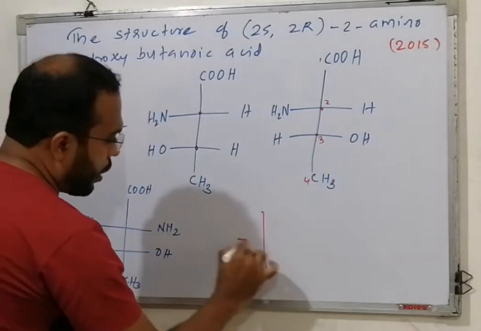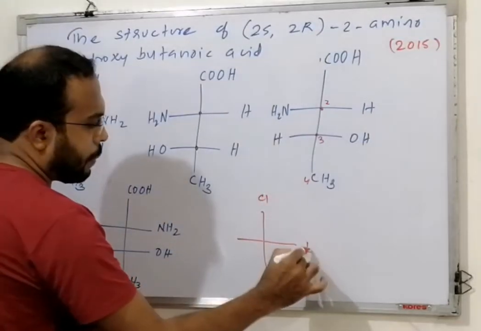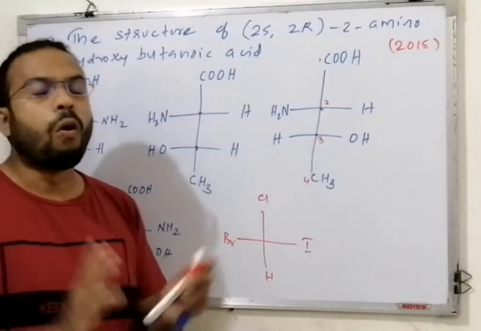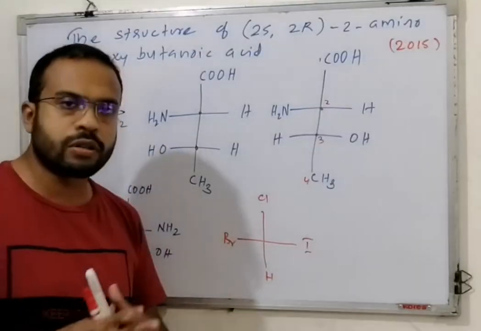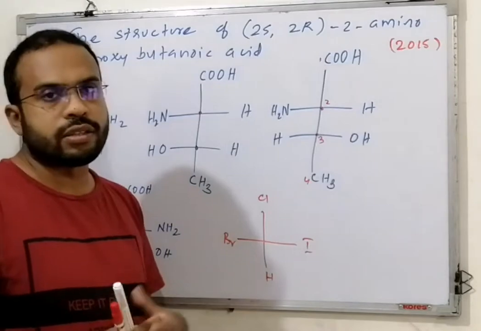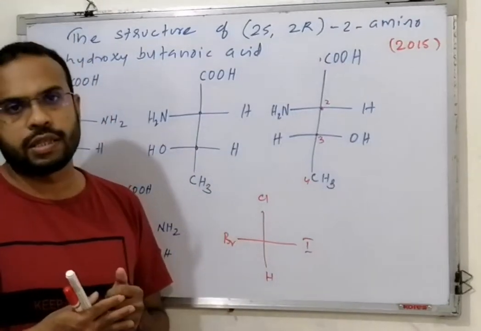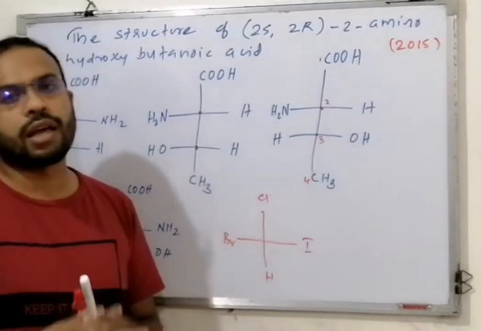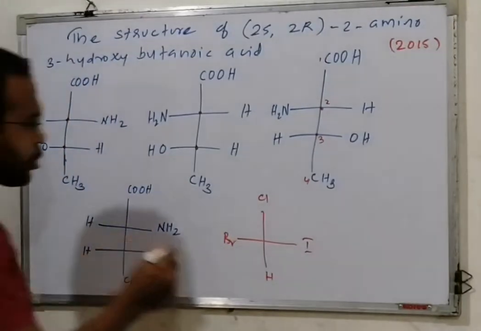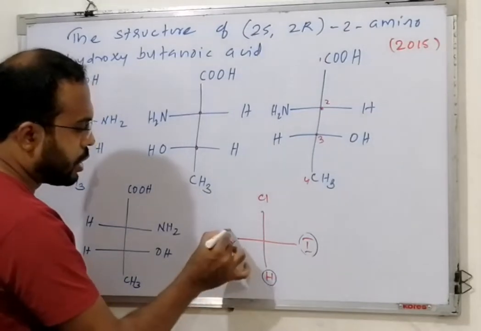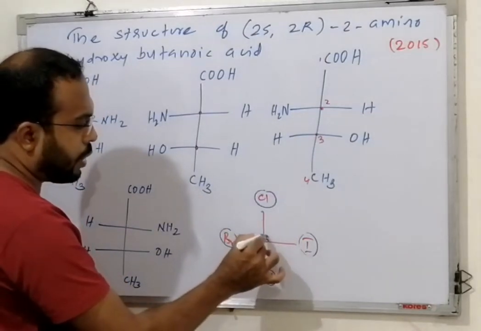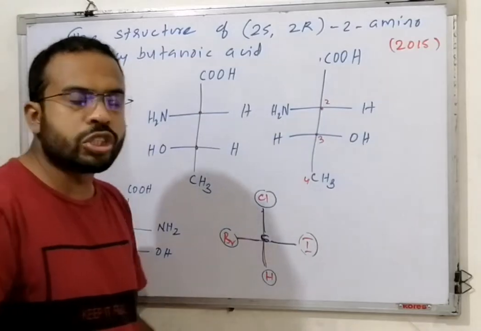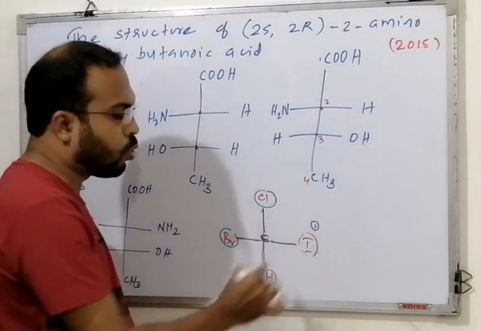Suppose you have a Fischer projection. Here how many chiral centers? Only 1 chiral center. Why? Because there is only 1 cross point. If a Fischer projection is given like this, how do you identify its RS nomenclature? Very simple. You find out the groups. Please mark the atoms directly attached to the chiral center. It's a carbon. This carbon is attached to chlorine, iodine, H, and bromine. Which has the highest atomic number here? Iodine. Therefore, it gets the number 1.